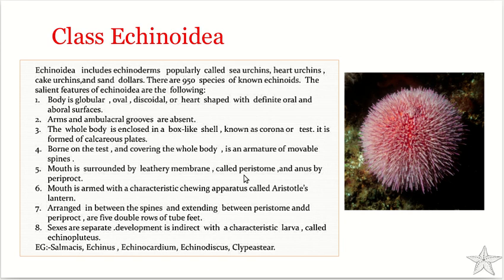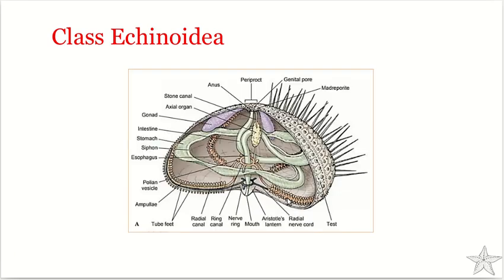Okay, now the mouth is surrounded by a leathery membrane known as the peristome, and similarly the anus by the periproct. The mouth is armed with a characteristic chewing apparatus, Aristotle's lantern, that is very peculiar to the echinoids, the sea urchins. Just like the respiratory tree unique to the Holothuroidea, we can see Aristotle's lantern associated with the oral region in the case of Echinoidea. So echinoids feed on algae, bryozoans, coral polyps, and dead animal remains, and the oral tube feet surrounding the mouth manipulate the food.